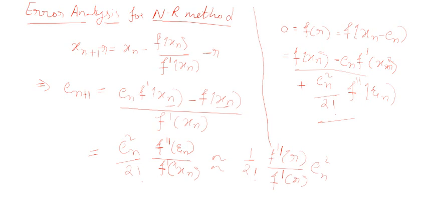Okay, so this actually tells you that en plus 1 is approximately equals to 1 by 2 factorial times this, for large n. This is true for large n. So this tells you that the Newton-Raphson method converges quadratically, or the order of convergence of Newton-Raphson method is 2.